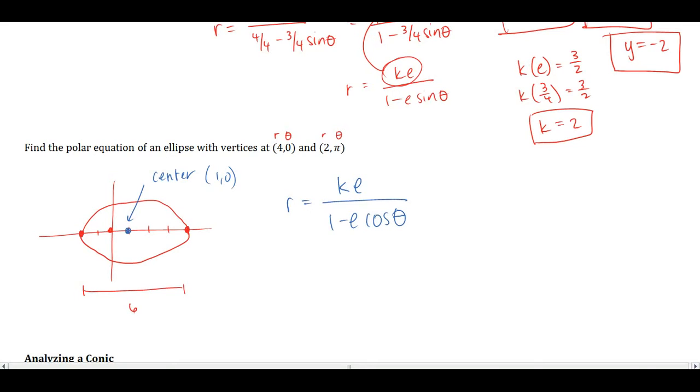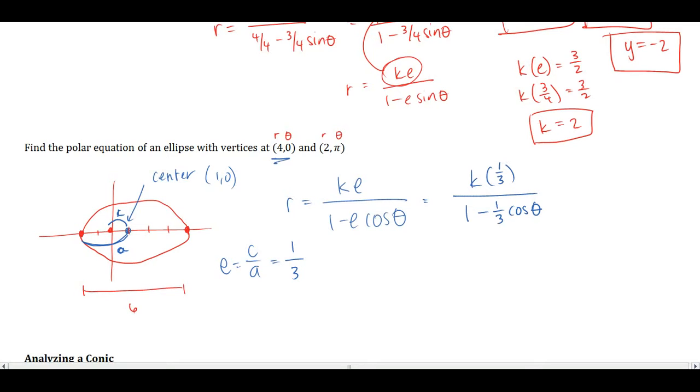Alright, I think I can figure out e, right? Because e is just c over a. So the distance to the focus and the distance to the vertex. Well, we know the center. We know the distance to the vertex is 1, 2, 3. We know the distance to the focus is just 1. So there's our c, there's our a, and I now know the eccentricity is 1/3. So now that I know that's 1/3, I can kind of fill in some stuff. k times 1/3 over 1 minus 1/3 cosine of theta, and we're looking pretty good, except for the fact that we don't know what k is.